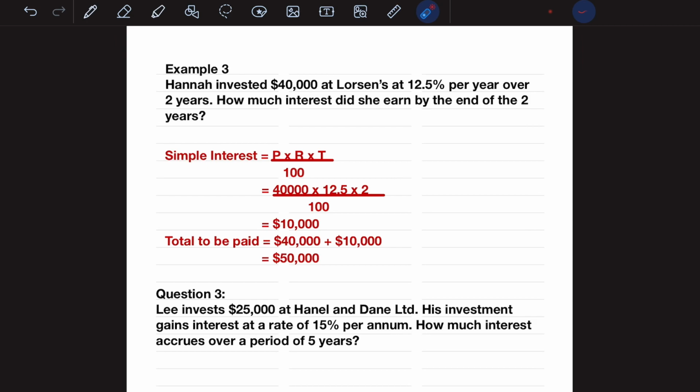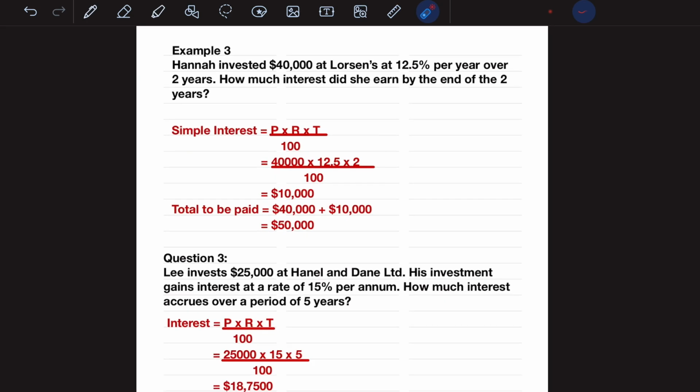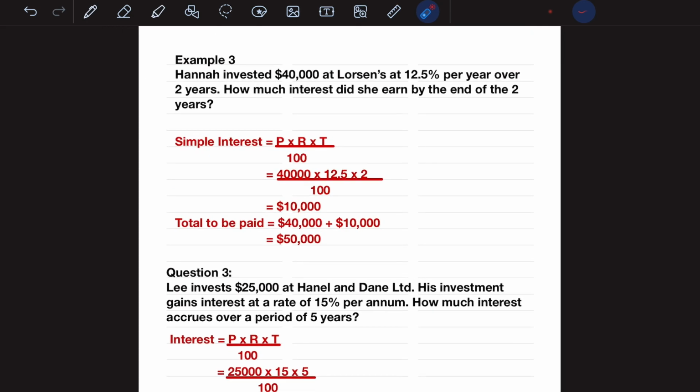Okay, let's go to the answer. Right, so question 3, again, similar to example 3, we find the simple interest, and then we continue. How much interest accrues over a period of 5 years? Okay, so in this case, we only worked out the interest, not the total. We only had to work out the interest.